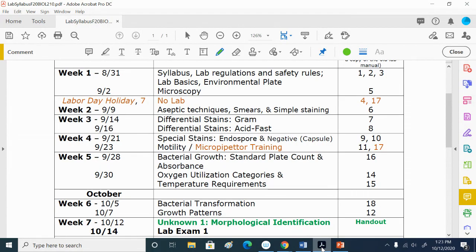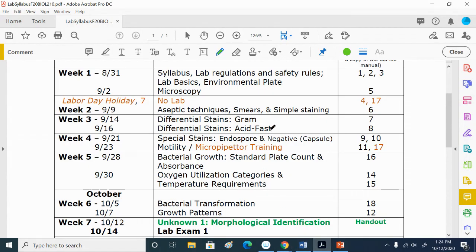E. coli. Right, like E. coli or Serratia marcescens or Klebsiella pneumoniae. Right, so you should be able to give me some examples. Not spell them, because remember the lab exam's all multiple choice.